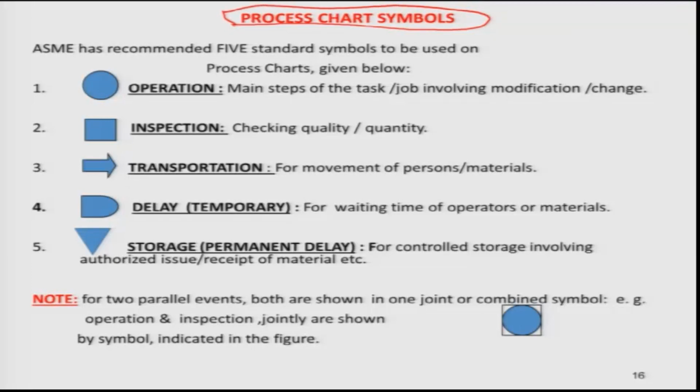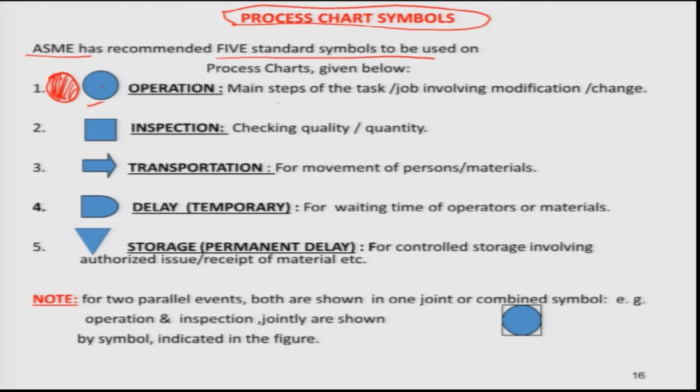To make a graphical representation of your system, you will have to use some symbols. So, these are the 5 basic symbols which are used in a process chart. Okay. And it is recommended by ASME, and there are 5 standard symbols. First one is operation, and this is represented as a circle. Okay. A solid circle, if you see.